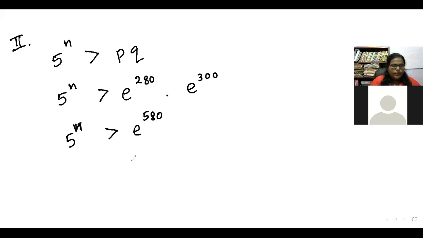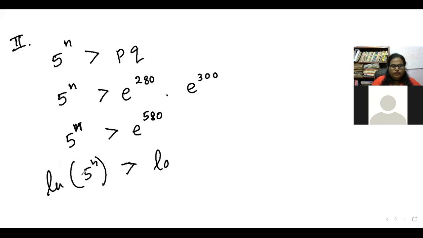We can solve this inequality by applying log to both sides. So we can write this as log of 5 to the power n, right? Here, since there is an e base, it's better to use ln. We are taking this ln, right? Sorry, I will write this here.